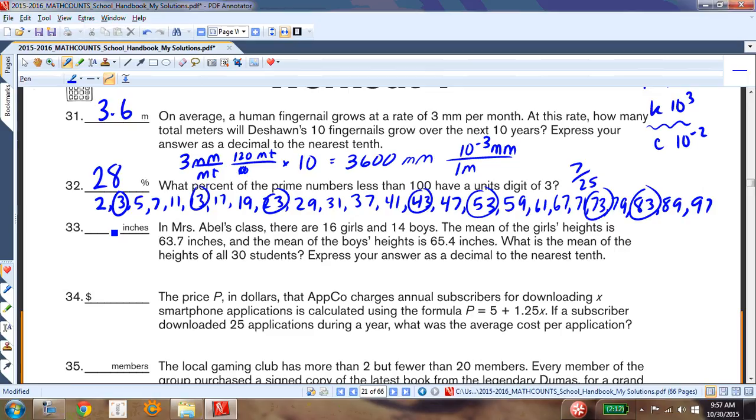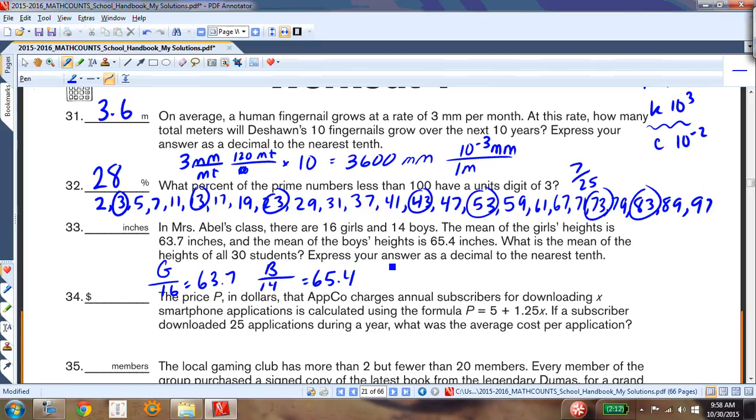Okay, well here, I'm going to let G represent the sum of all the heights for the girls. So if I divide the sum of all the heights of the girls by 16, then I'm going to get the average, which is 63.7. And similarly, I'm going to let B represent the sum of heights of all the boys. If I divide that by 14, then I get 65.4. Okay, so that's B and G.